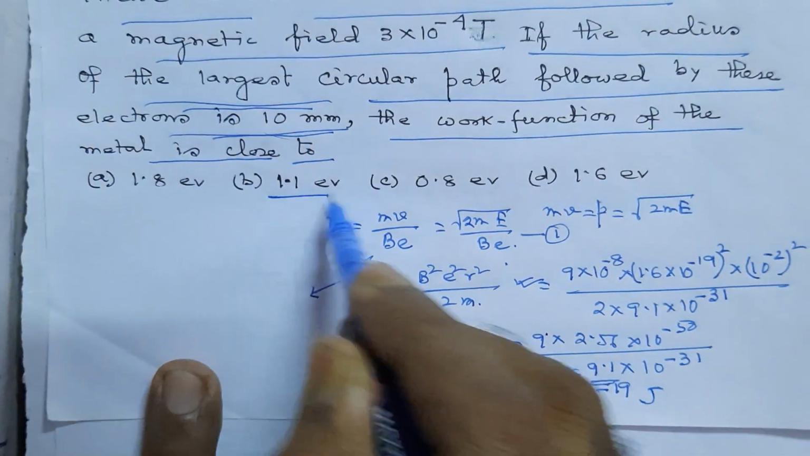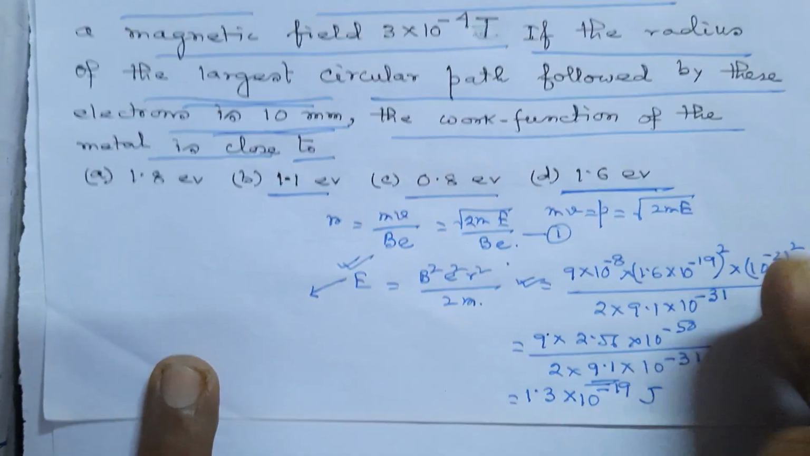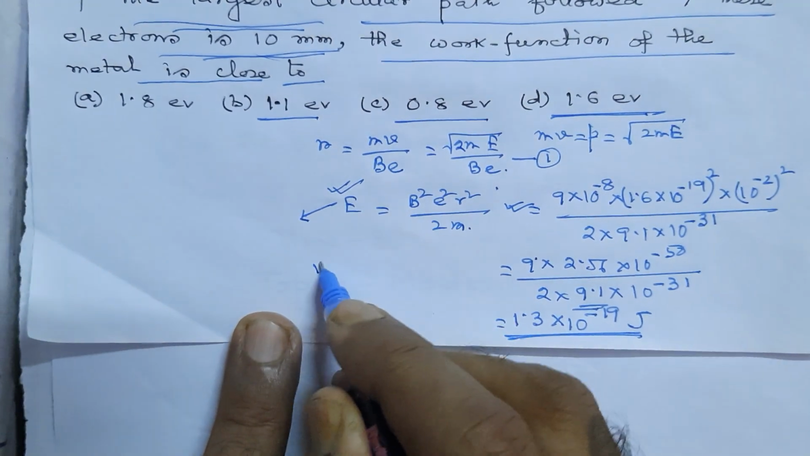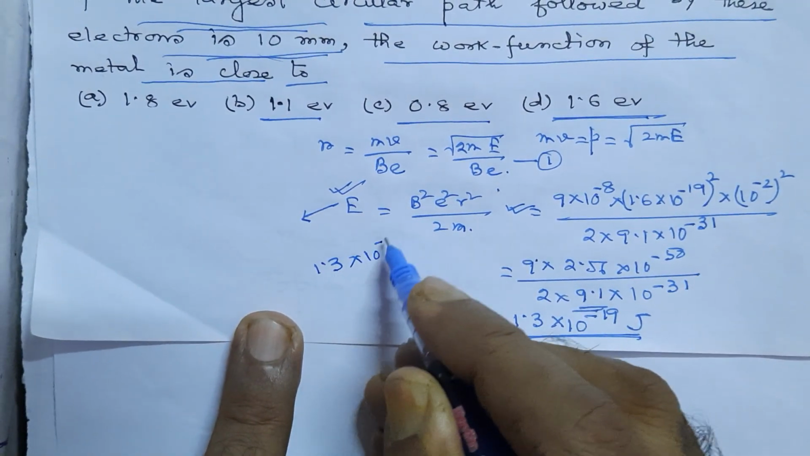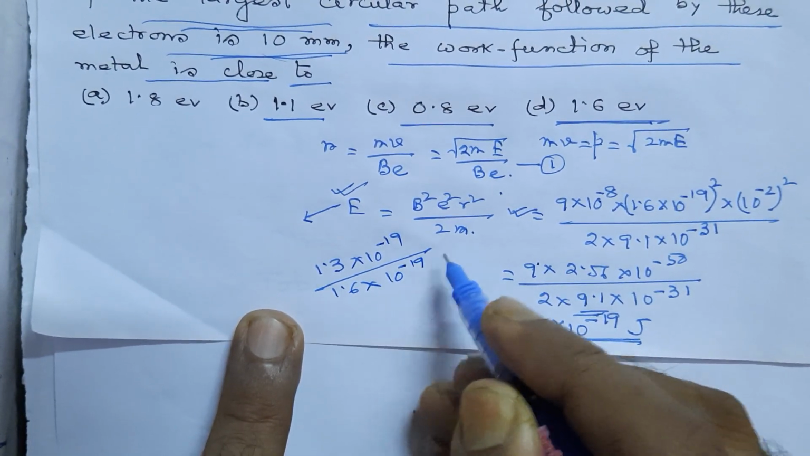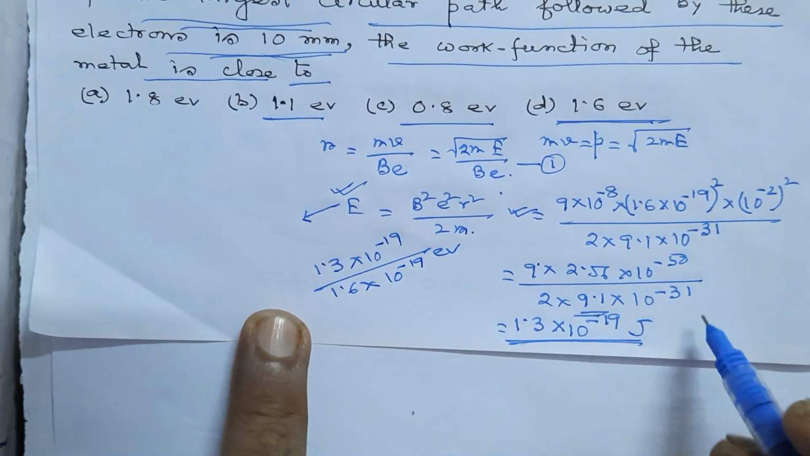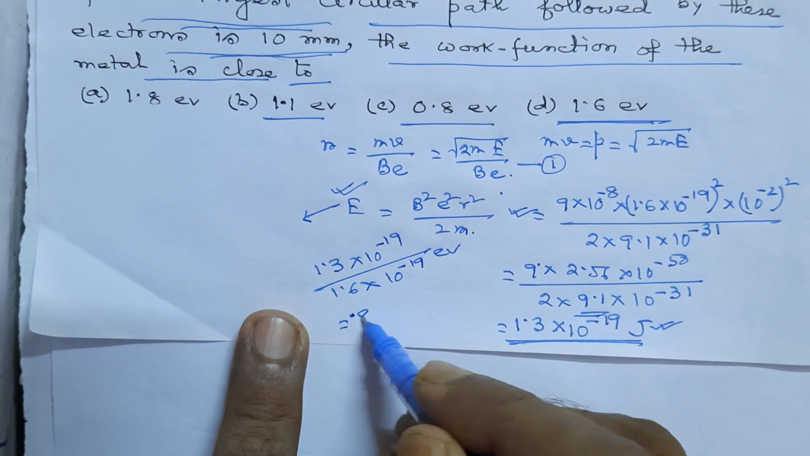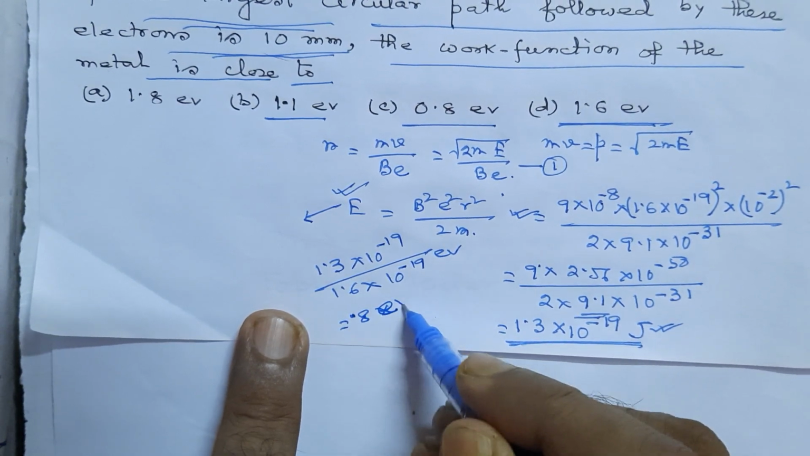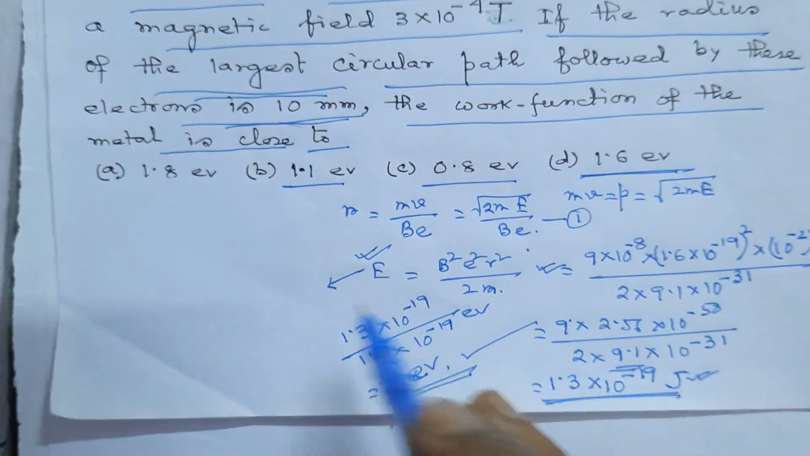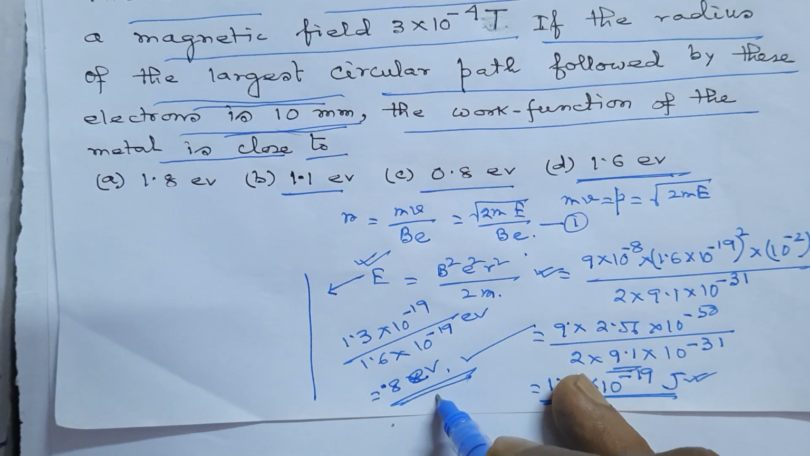Now minus 19 joule. But all the options are given in electron volt unit. So you have to convert this energy into electron volt. 1.3 into 10 to the power minus 19 divided by 1.6 into 10 to the power minus 19 eV. So joule unit is converted to electron volt, 0.8 electron volt. So the energy of the electron that was revolving in the circular track is 0.8 electron volt.